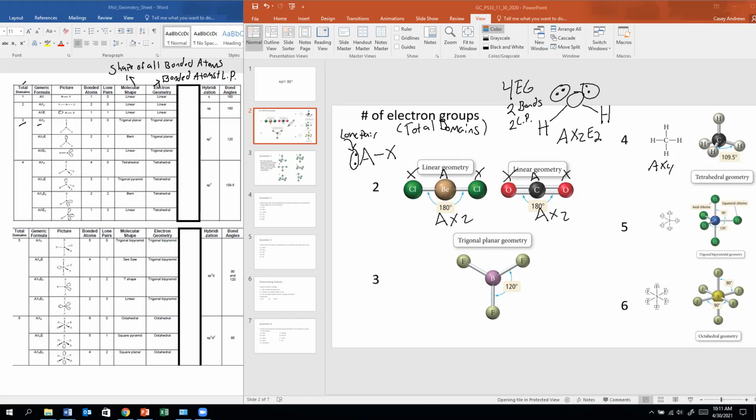Let's look at the molecular shape of CH4 versus water. The molecular shape of AX4 would be tetrahedral. While for water, the molecular shape is bent because it is AX2E2. We call that bent. The electron geometry for AX4 is tetrahedral, while for water, it's also tetrahedral.